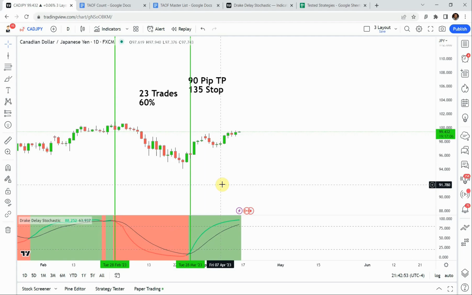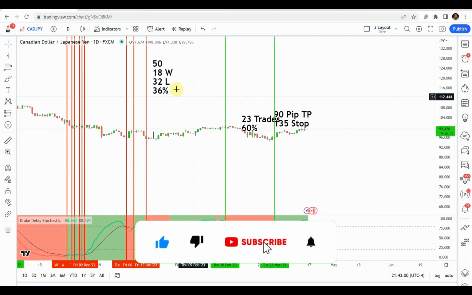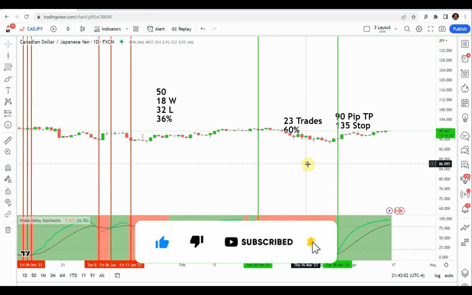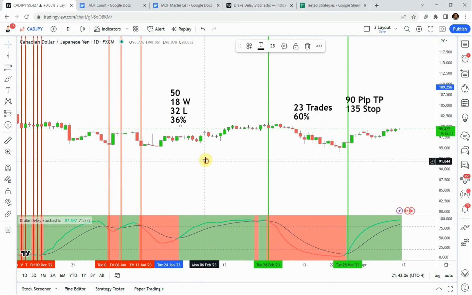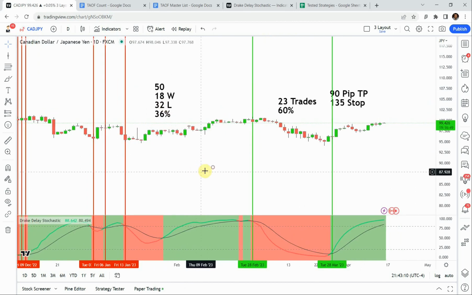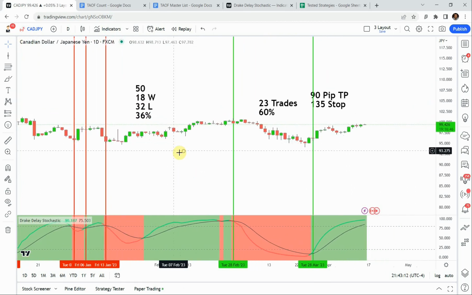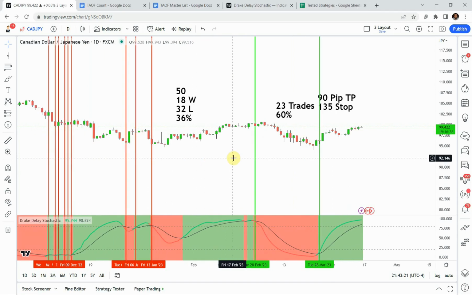All right, so let's go ahead and take a look at the advanced test here. Like usual, we did the 50 trade test. Out of those 50 trades, we got 18 winning trades and 32 losing trades, which puts us at a 36% win rate. That does significantly drop the win rate from the original testing. It's going to put us under the 60% that we are looking for.